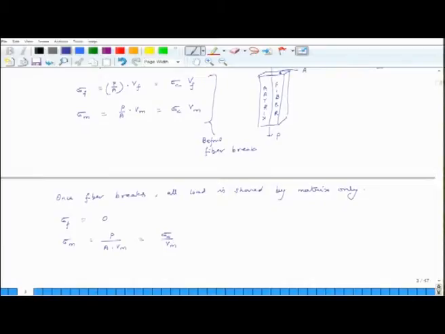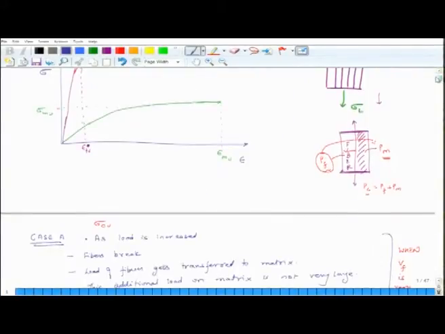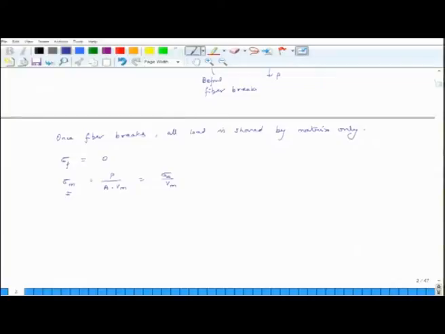Now, as I keep on increasing my sigma C, sigma M also increases, and once this sigma M reaches sigma mu, once sigma M equals sigma mu, matrix breaks. So, at this point fiber has broken and matrix has broken. So, entire composite has failed.